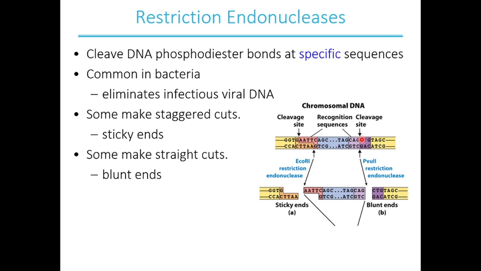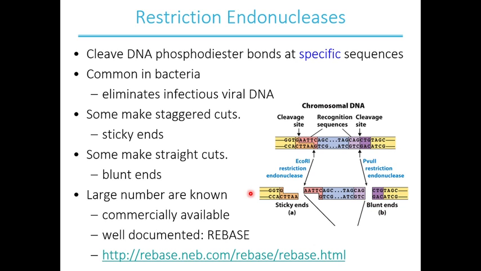Some make straight cuts. If you make straight cuts at this point, you result in blunt ends, which means there are no overhangs. There are a large number of restriction endonucleases that are commercially available. And if you are a biochemist looking to do cloning, you can go to the New England Biolabs, or NEB, website, and find out information on specific restriction endonucleases and order them for commercial uses.